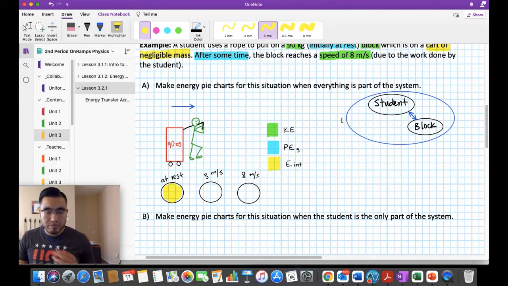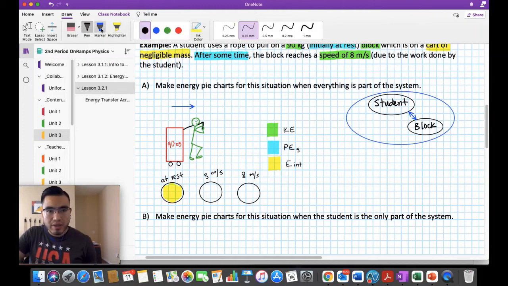No, Monster is not breakfast, guys. Don't do that. And then, so that's it, right? At rest, the motion for the block, student's about to pull, they have energy. Now, 90 kilograms is about 200 pounds, roughly.